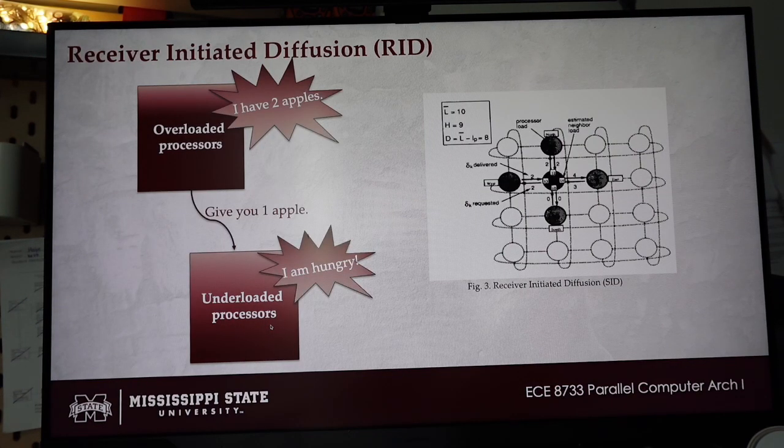Next is receiver initiated diffusion. The receiver initiated diffusion is similar to sender initiated diffusion, just the opposite way. The underload processor will request load from the overload processor. When the underload processor drops to the preset threshold, it will be like raising a hand to say I'm available to help the overload processor, and then the overload processor will send half of its load to the underload processor. For example, if the overload processor has a total load of 8, it will send 4 of the load to the underload processor. So each time only half will be sent.